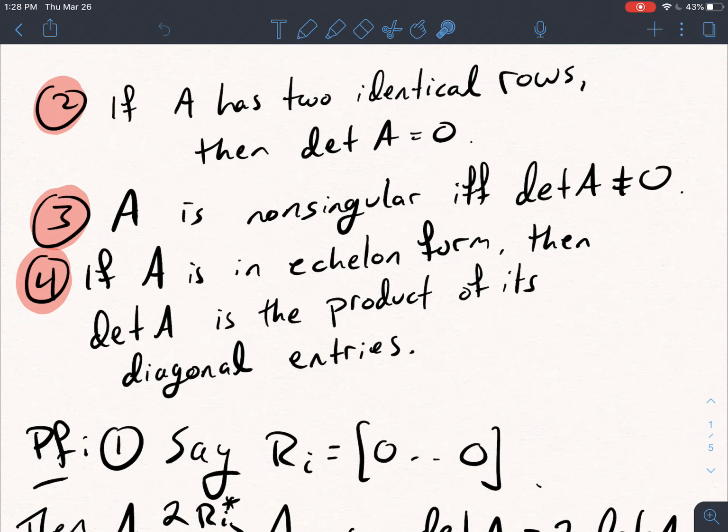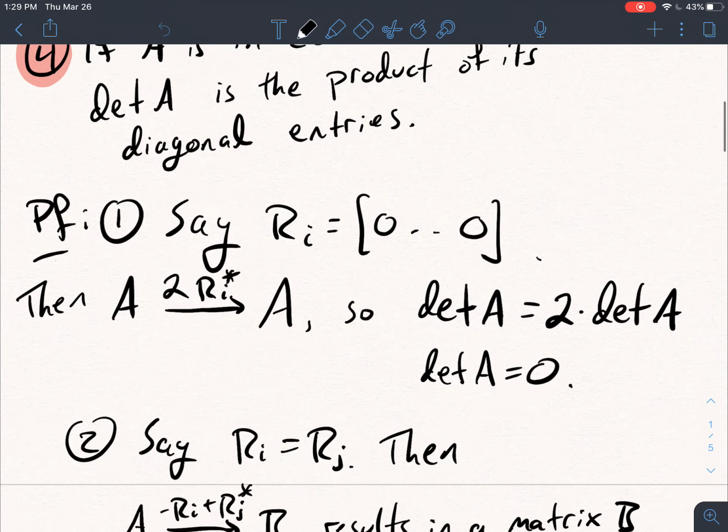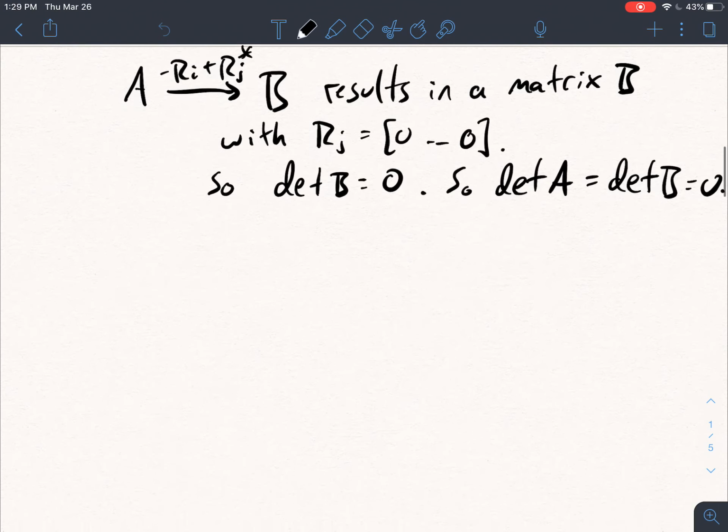Right, so we have parts 1 and 2 out of the way. And now part 3 says that if A is non-singular, then the determinant is non-zero, and conversely, if the determinant is non-zero, then the matrix must have been non-singular to start with. So, how do I show that? Well, there are 2 parts to show there.